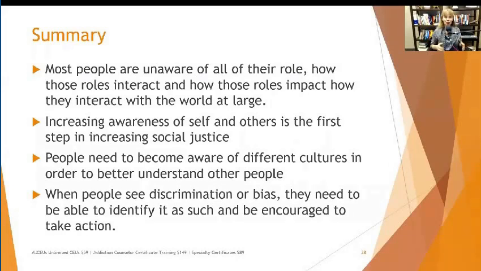But the same thing is true if they walk in and they are a white female or a black male or an Asian female or whatever. People will interact with them potentially a little bit differently.